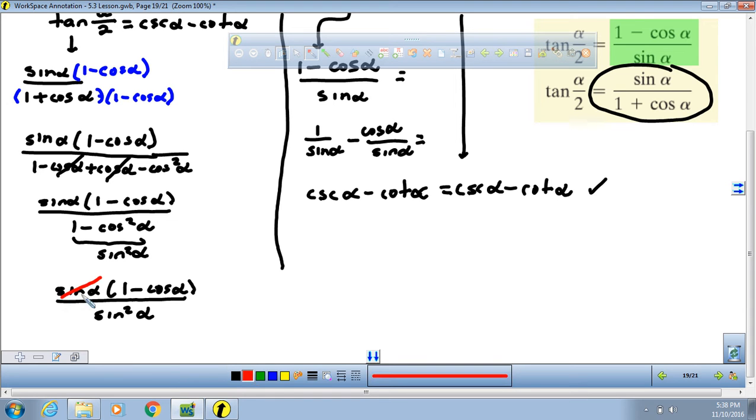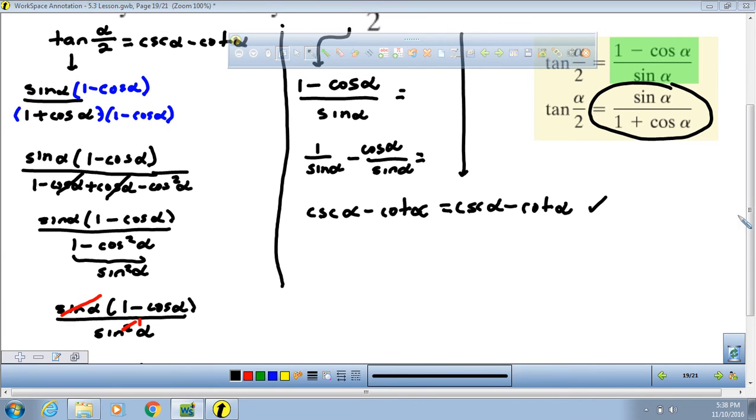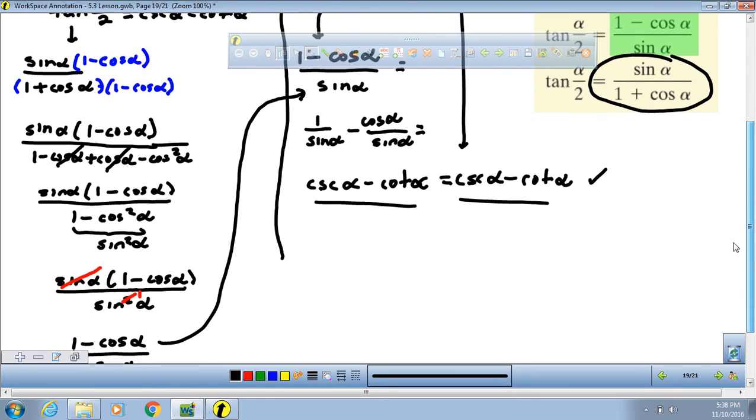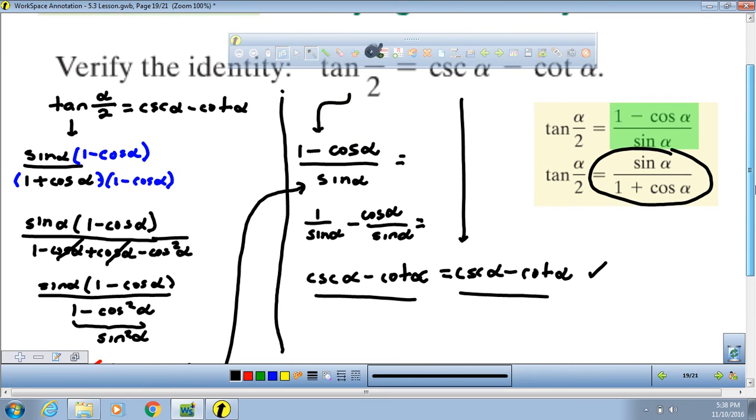We can cancel out this sine with one of these sines on the bottom, and we are left with 1 minus cosine of alpha divided by sine of alpha. And then you go back to this, which you can separate into two fractions. You see that right here we ended up with this right here. Then from here it follows that you separate it into two fractions and you end up with this again. Whichever one you use is still going to give you the same thing, but of course if you look at the left side, it was way more complicated than what we did on the right side. Okay?